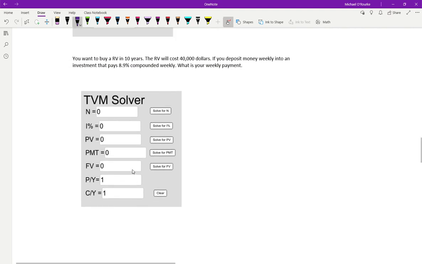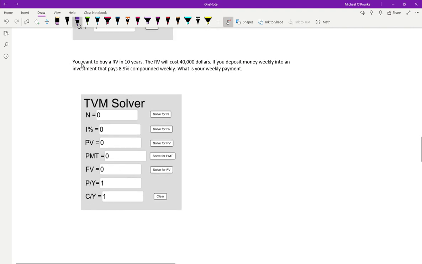Okay, so you're going to try to do this one yourself. So you want to buy an RV in 10 years. The RV will cost $40,000. You have to deposit money weekly into an investment that pays 8.9% compounded weekly. What is your weekly payment? Okay. So pause the video and see if you can fill in the numbers as best you can.